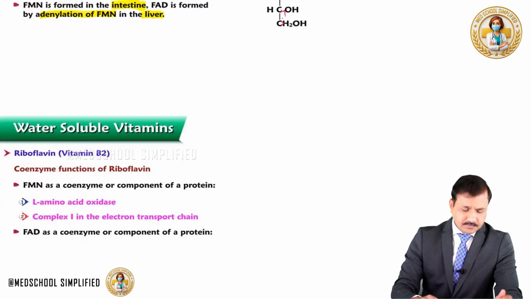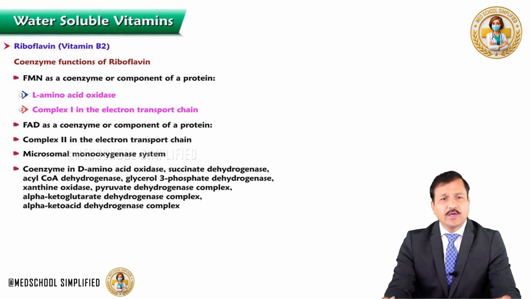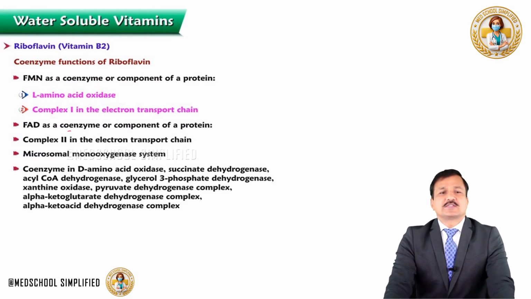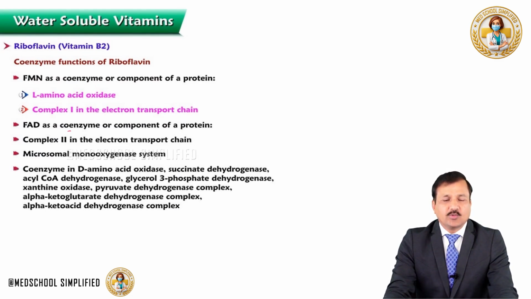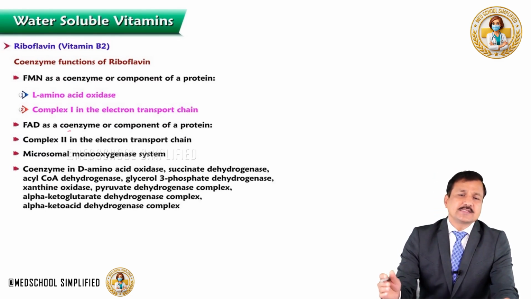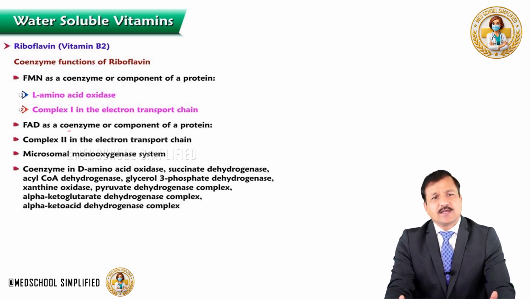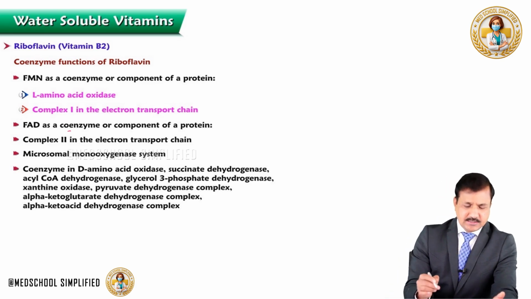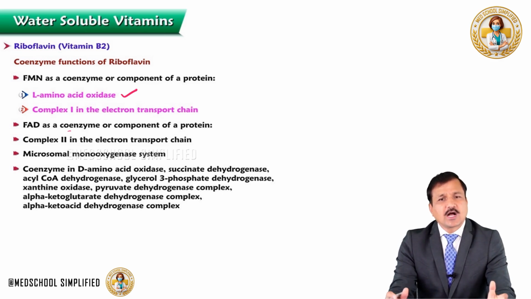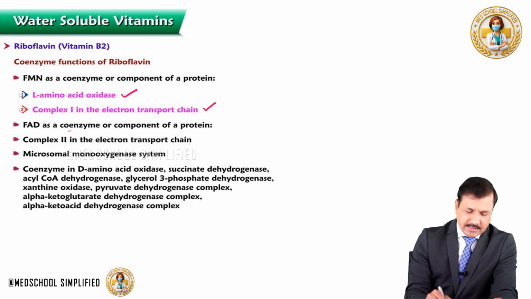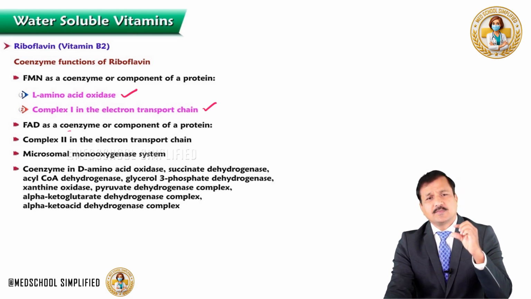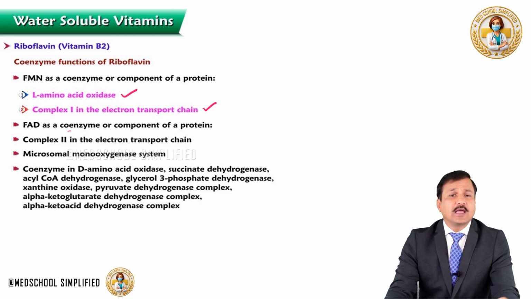Alright, now let's look at the coenzyme functions of riboflavin. Riboflavin has 2 coenzyme functions: one is FMN and the other is FAD. What are the enzymes that need FMN as the coenzyme? FMN is the coenzyme for L-amino acid oxidase, and also it is a component of complex 1 in the electron transport chain. So these are the coenzyme needs for FMN.